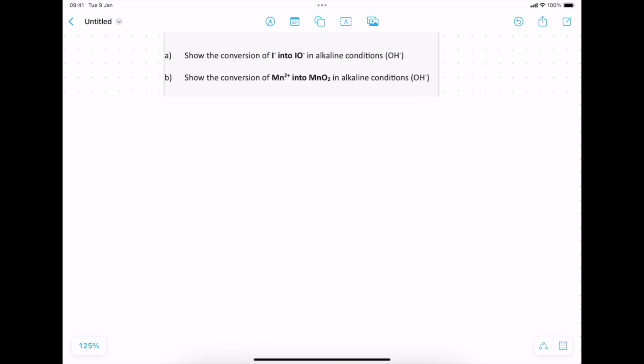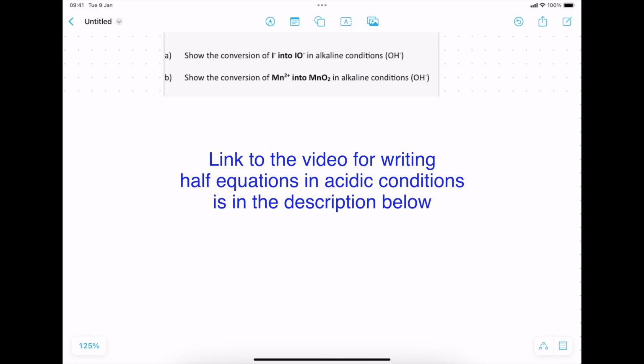So this video is the follow-up to the other video lesson I made, which was covering how to write half equations in acidic conditions. So today we're going to go through how to write half equations in alkaline conditions. I will say at this point, if you've not watched the one on acidic conditions, then please go back and view that video, because I run through the steps of how I build half equations around the information that is supplied to me in the question.